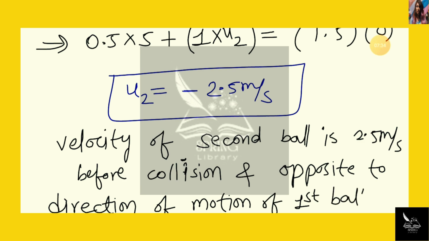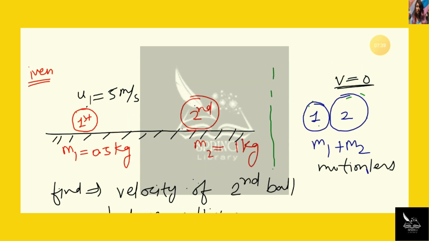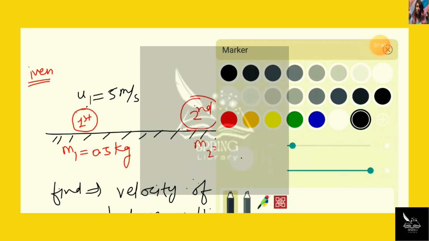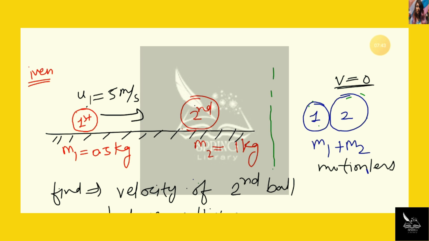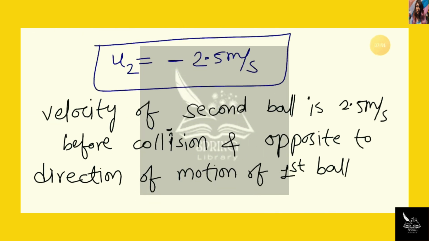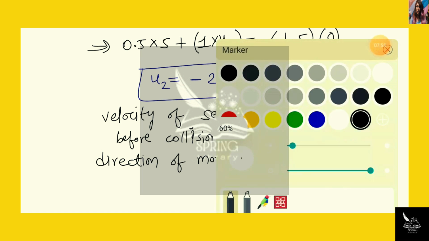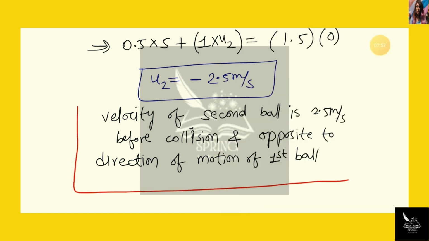So in the figure you can see that if the first ball is going in this direction, then the velocity of the second ball will be in this direction. Now you can see that I have solved the question completely. So this is the answer to the given question. Thank you.